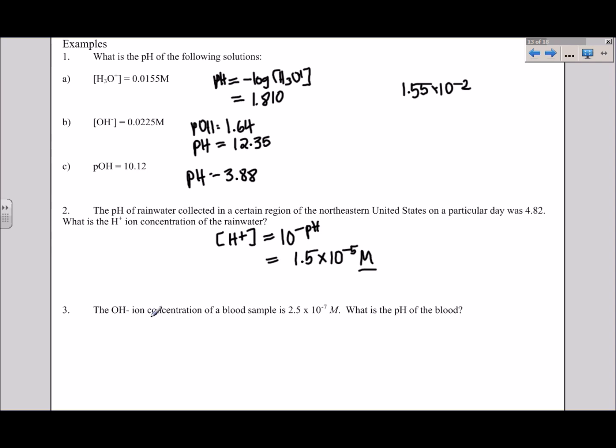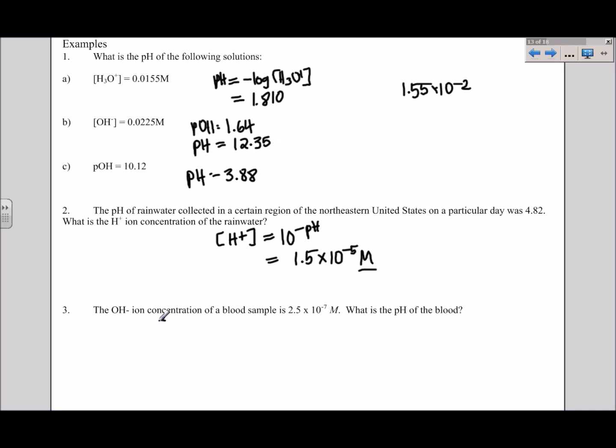In this last example, we've got the concentration of the hydroxide ion in the solution, and we want to know what the pH of this sample of blood is. Now this is similar to the example above, but I just want to show you that there are 2 ways to solve for the pH when you are given the concentration of hydroxide. In the example above, we found the pOH, and then we subtracted from 14 to find the pH.